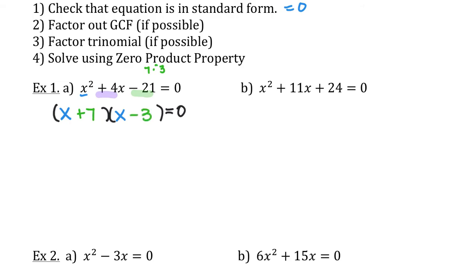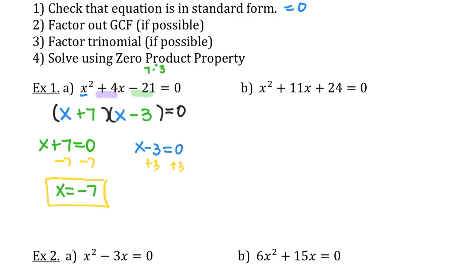Now that I've factored it, I'm going to solve using the zero product property, which tells me that either this equals 0 or this equals 0. So if x plus 7 equals 0, I get x equals negative 7 as my first possible answer. And then if I check the next factor and solve it, okay, now I get x equals 3 as my second answer. Because this is degree 2 for the polynomial, I normally get 2 answers.